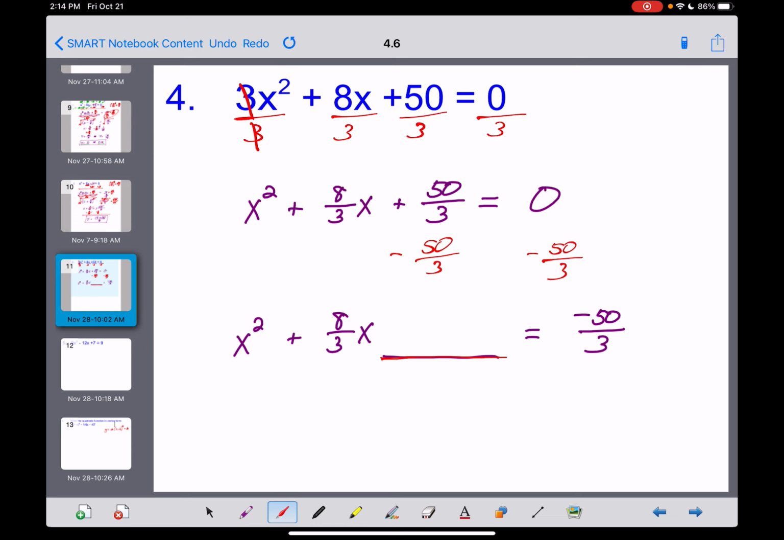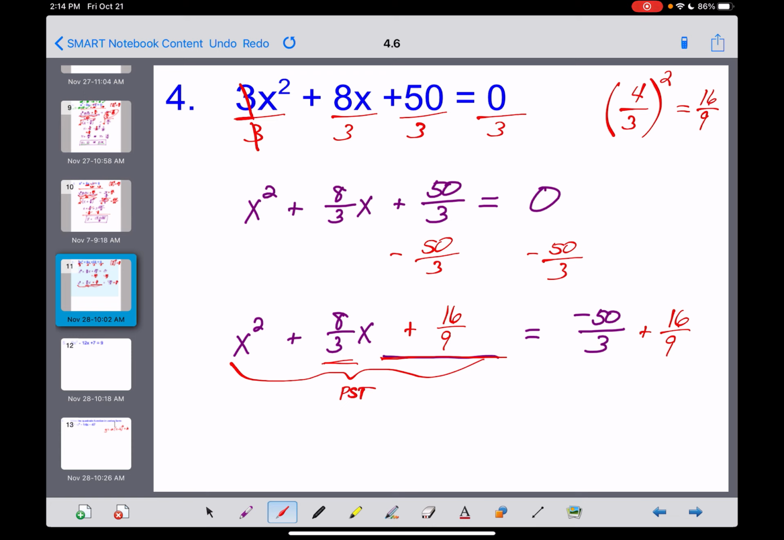The way we do that, just like before, guys, is we take our b value and we divide it by 2. Now, I'm going to show you guys 2 ways to handle this. So we need half of 8/3. The easiest way to do that is to just cut the numerator in half. Half of 8 is 4, and the denominator stays the same. So half of 8/3 is 4/3, and then we're going to square that to end up with 16/9 here. So we're going to add 16/9 to the left side, and we'll balance that out by adding 16/9 to the right side. Doesn't really look like it, but that is a perfect square trinomial.